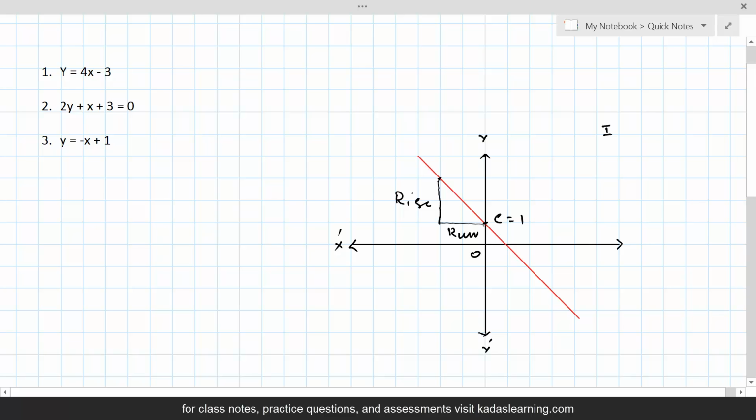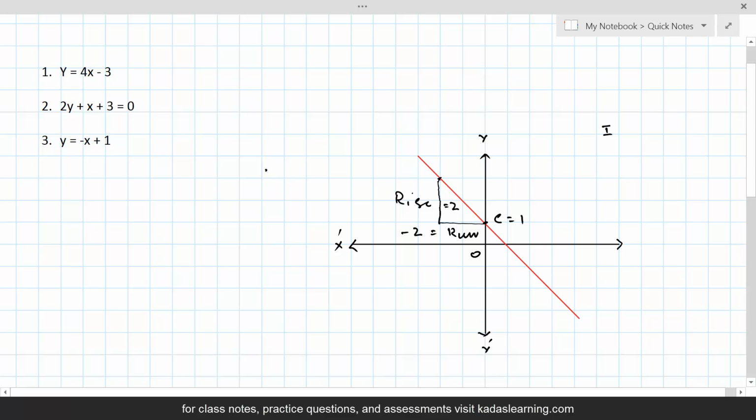So starting from this point, if we are going toward left, our run is going to be negative. If we were to go toward right, our run was positive. Here run is equal to minus 2. So let's take this as minus 2. And our rise is equal to plus 2 because whenever we go up, we take the rise positive. If we go down, then we take the rise negative.